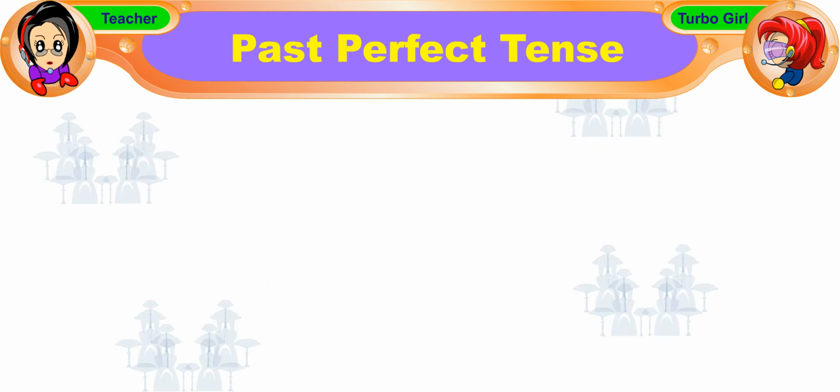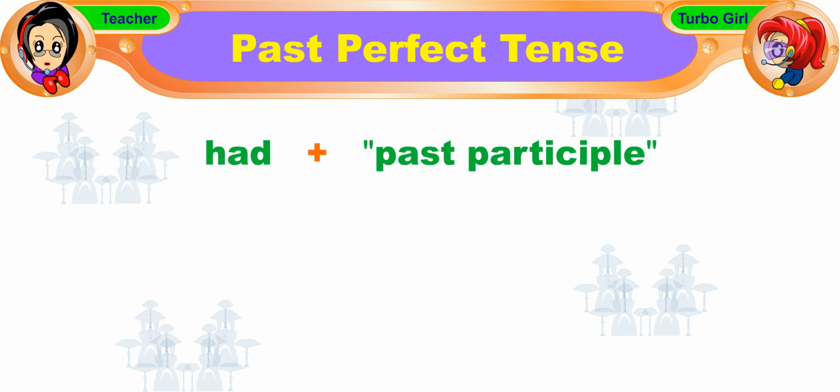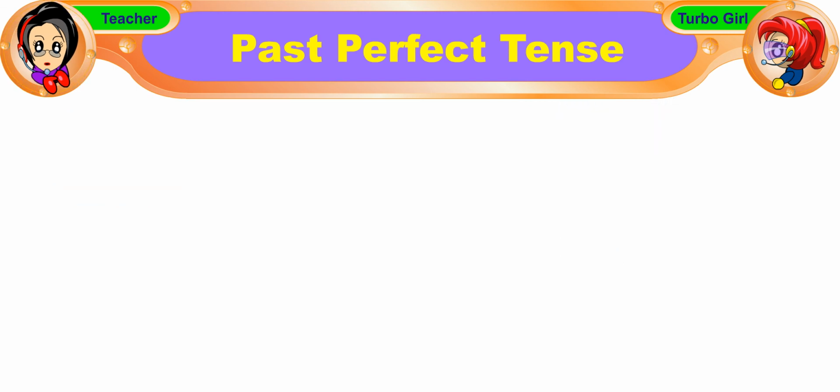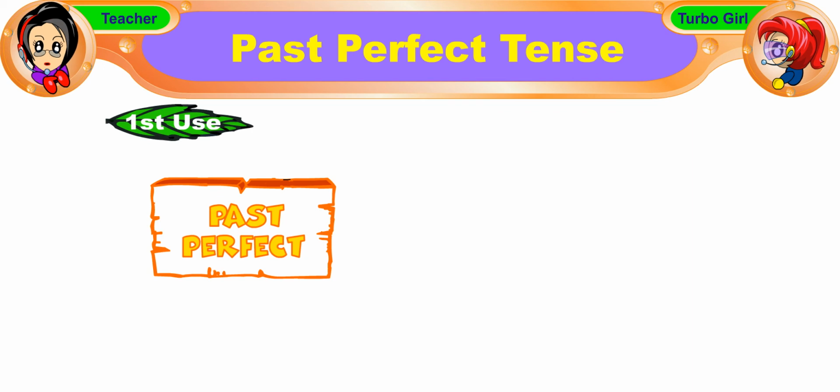Let's first look at the past perfect tense. The past perfect tense has the had plus past participle form. For example, had seen or had hidden. Let's now look at the first use of the past perfect tense.